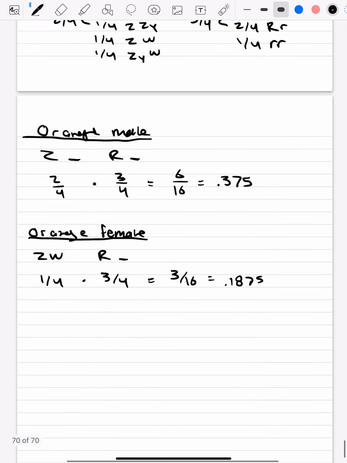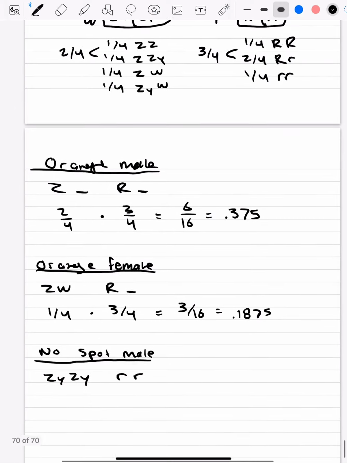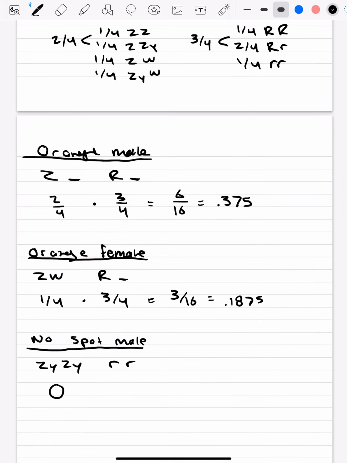I'm going to check my math on that. And that is correct. The expected frequency of a no-spotted male: in order to have a no-spotted male, you have to be homozygous recessive at both of the different genes. So we have to have Z^Y Z^Y, little r, little r. If you look at all the different genotypes we have for the F2 for the males, we have Z Z, Z Z^Y, but no Z^Y Z^Y, which means that we have a 0. And little r little r is 1 out of 4. So 0 times 1 out of 4 is simply 0.